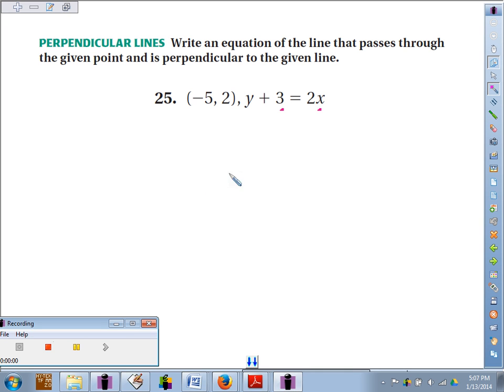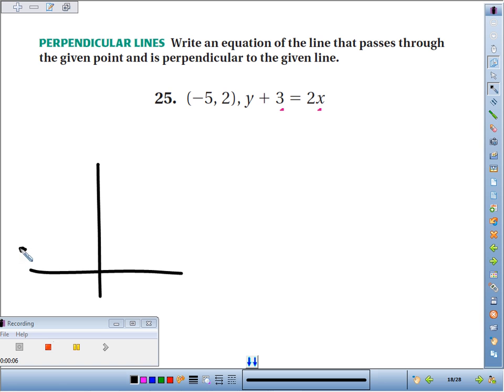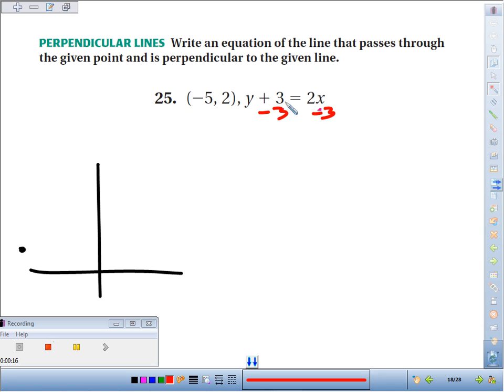Number 25, we're going to write an equation of the line that passes through the point negative 5, 2, so that's somewhere over here, but perpendicular to the given line. Now notice the given line is not solved for y. That's one of the things we always want to do first. Get y by itself. That's a quick step, just minus 3 on both sides. And we get y equals 2x minus 3.